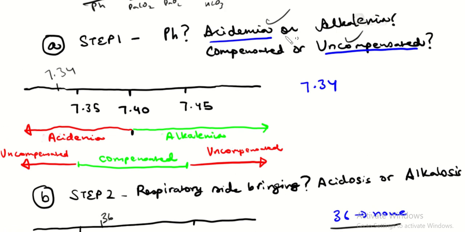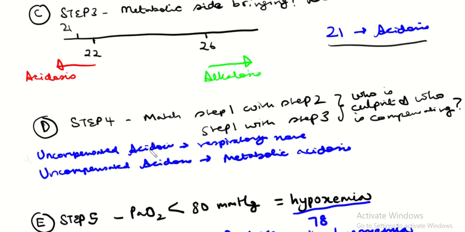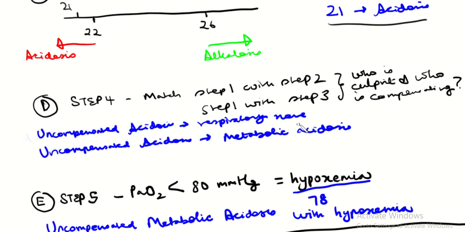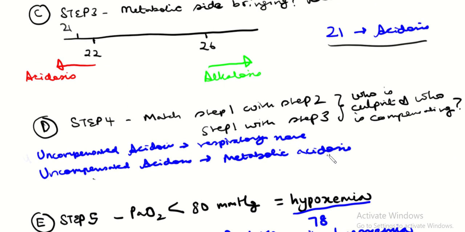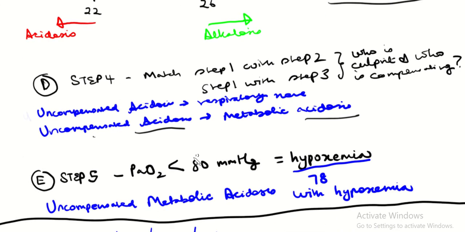Now, uncompensated acidemia is step 1. That's matched with step 2, where the respiratory side is bringing nothing. Uncompensated acidemia, step 1, is matched with metabolic acidosis. That's what step 3 brought us. So again, you have a match. Acidosis and acidemia match. So it's uncompensated metabolic acidosis. And again, you have PaO2 less than 80. So you have hypoxemia. So you have uncompensated metabolic acidosis with hypoxemia.